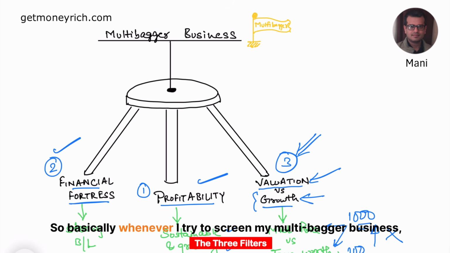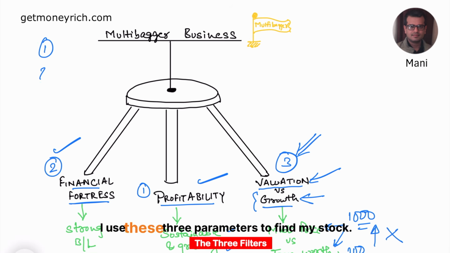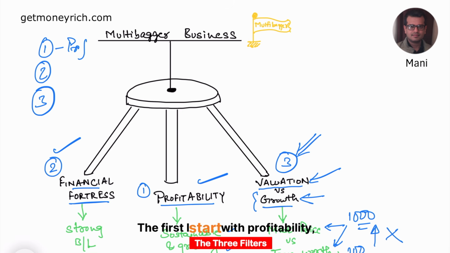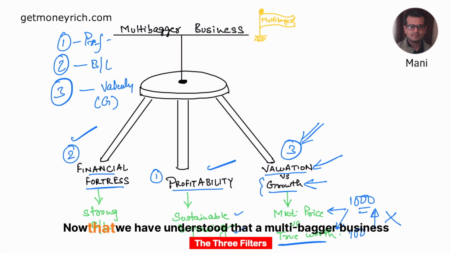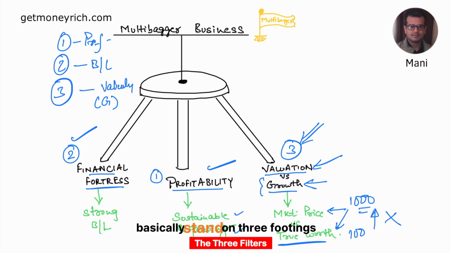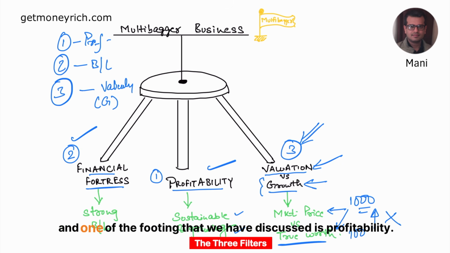So basically, whenever I try to screen for my multi-bagger business, I use these three parameters to find my stock. First, I start with profitability, then I look at its balance sheet, and then I look at its valuation. Now that we have understood that a multi-bagger business basically stands on three footings, one of the footings that we have discussed is profitability.